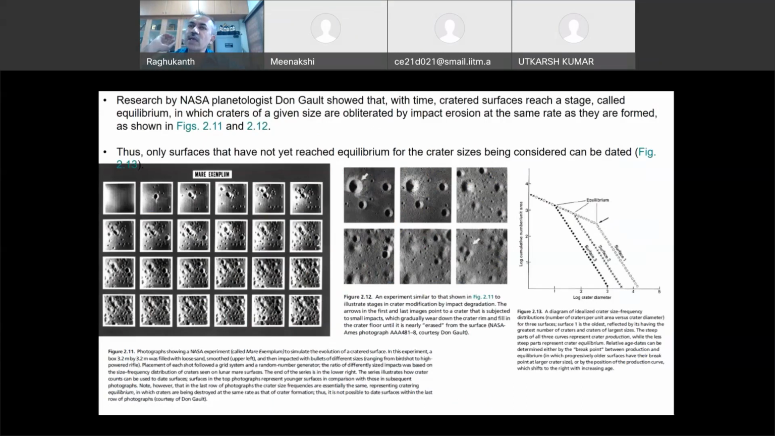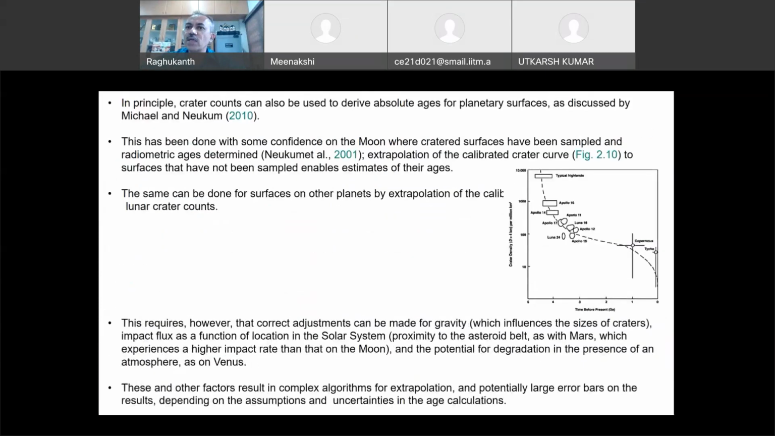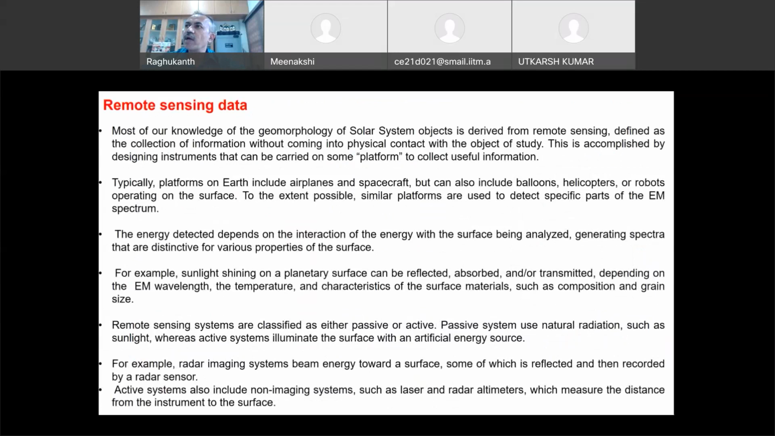Initially this technique was proposed, and then on the Moon, because human missions went and samples were brought, radiometric dating was done, and people got confidence in this technique. We will be discussing crater size-frequency distributions and other things. So this also we have said. And finally, as we said last class, for the Earth you can do whatever you like, but for crater detection one has to use remote sensing data only, and all other details also.